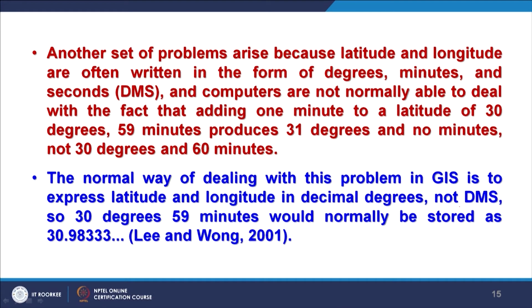Here what we store instead of DMS is degree decimal, or in short DD. So the normal way of dealing with this problem of cyclic data in GIS was that instead of storing in DMS, we started storing in decimal degrees. For example, 30 degrees 59 minutes would normally be stored as 30 point. It is basically a rescaling. Instead of 0 to 60, you rescale 0 to 100, and that can be done quite easily in GIS.